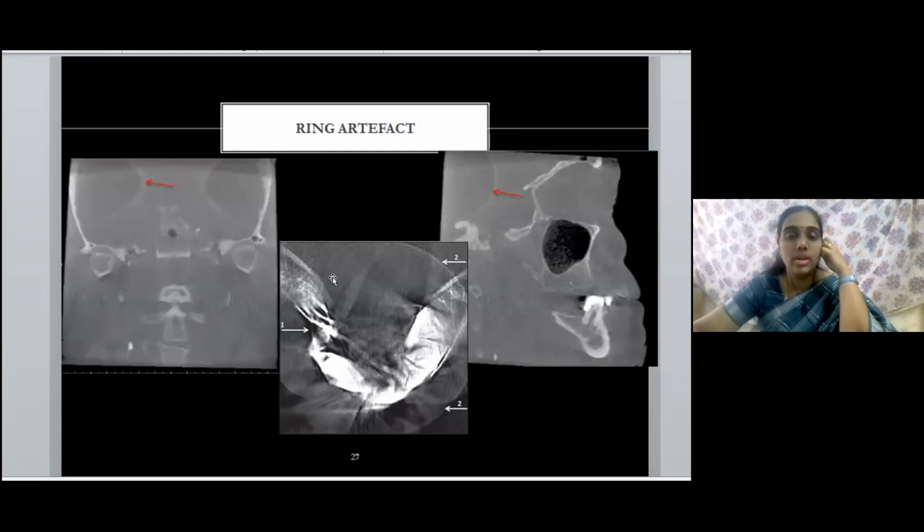This is one more artifact. This is a ring artifact. You can see a ring shaped radiopaque line in this CBCT also. These are formed by poorly calibrated receptors, the receptor which is present, that is the flat panel detector. There is not much to do with our exposure. Sometimes it is not avoidable.